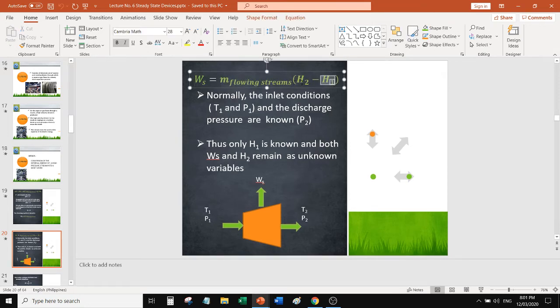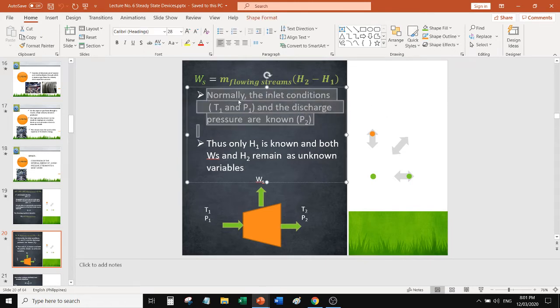Expanding delta H, diba, it's just H2 minus H1. So, that means we need to know the conditions at the outlet and the conditions at the inlet to know yung enthalpies nun. Okay? And once we get the enthalpies, we can just subtract H1 from H2, and then multiply with the mass flow rate to get the work shaft. Okay. Normally, the inlet conditions would be known. Okay, and for turbines, normally the discharge pressure is known.